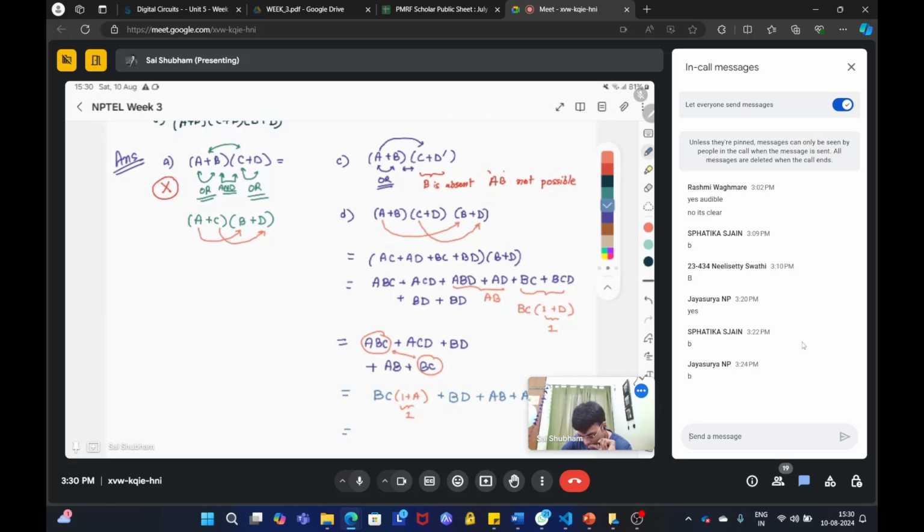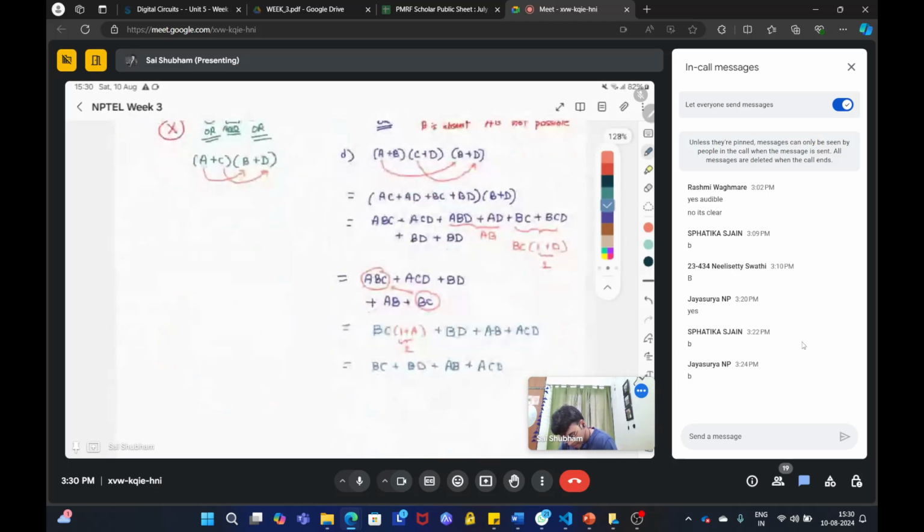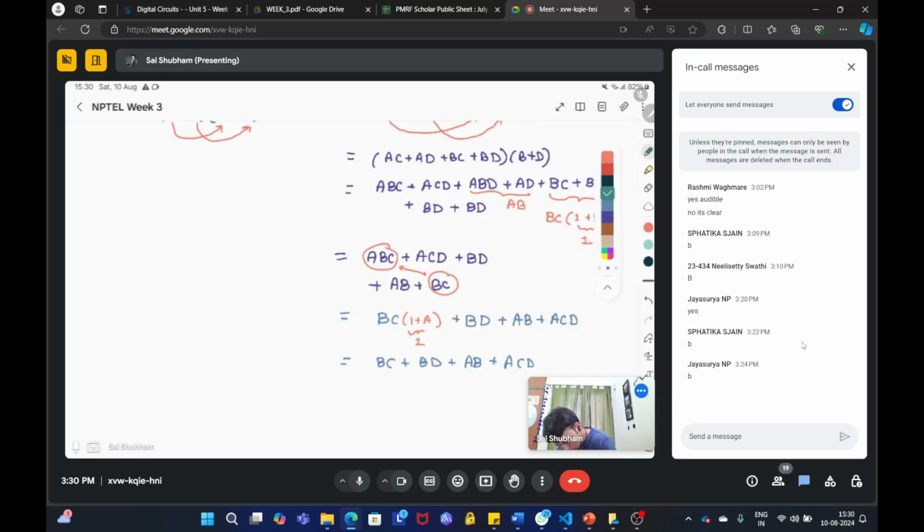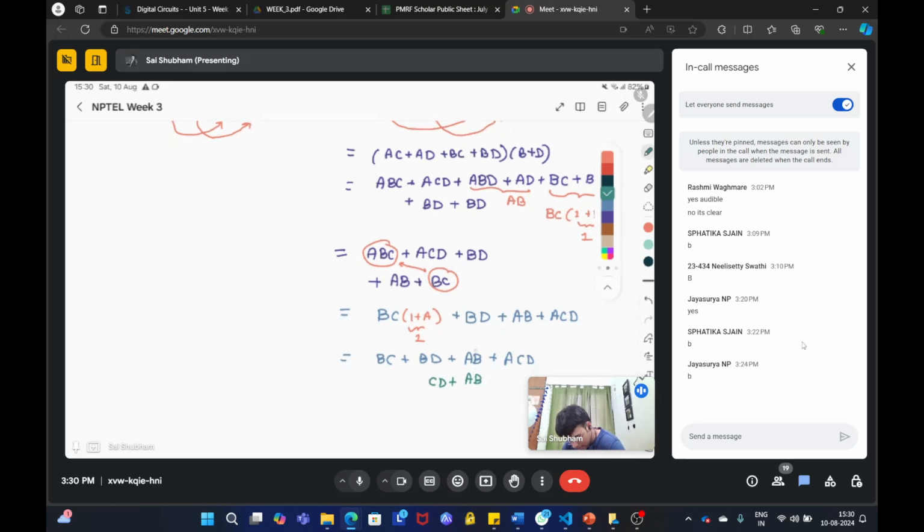Now, so our requirement was AB plus CD, right? So AB plus CD, it was the requirement. So we have AB as a match, but the CD expression we cannot get. The reason being that there is one CD term which is associated with A. So this is not the correct answer. Fine.